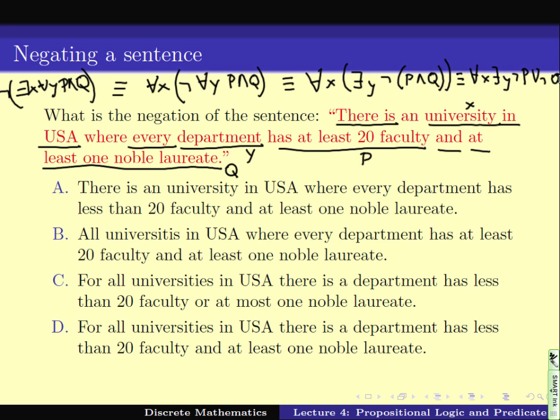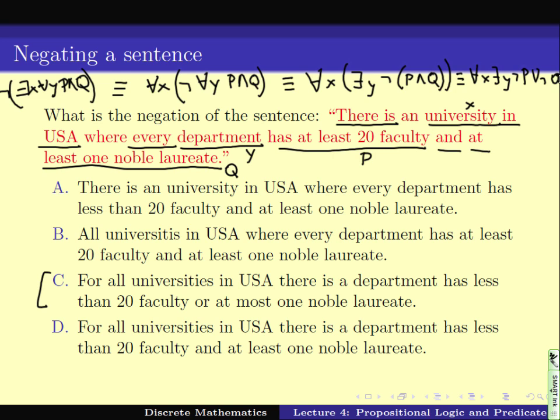So if I have to negate it, it should be for all universities in USA, there exists a department such that the opposite of at least 20, meaning either it has less than 20 faculty or it does not have a Nobel laureate. So the right answer is C, that means for all universities in USA, there is a department that has less than 20 faculty or at most one Nobel laureate.